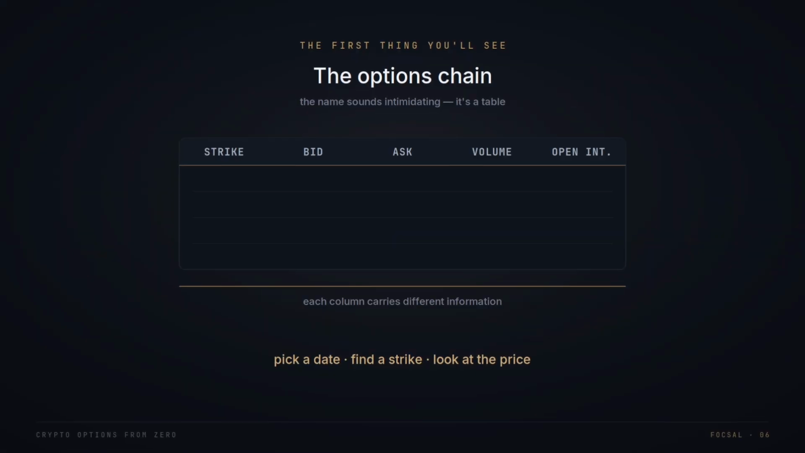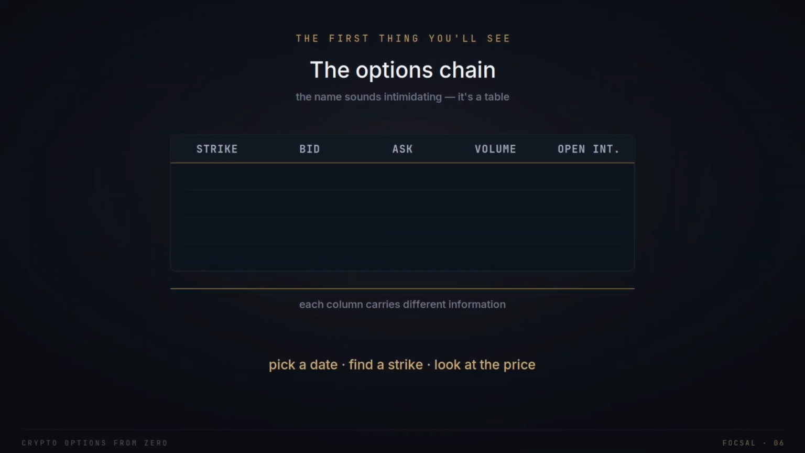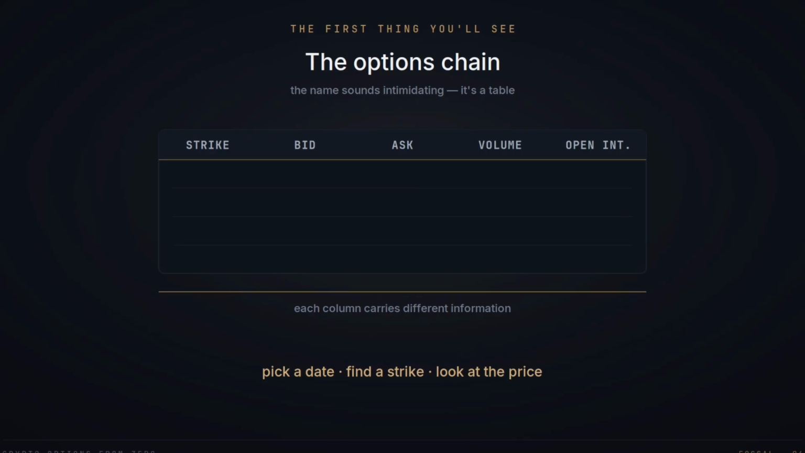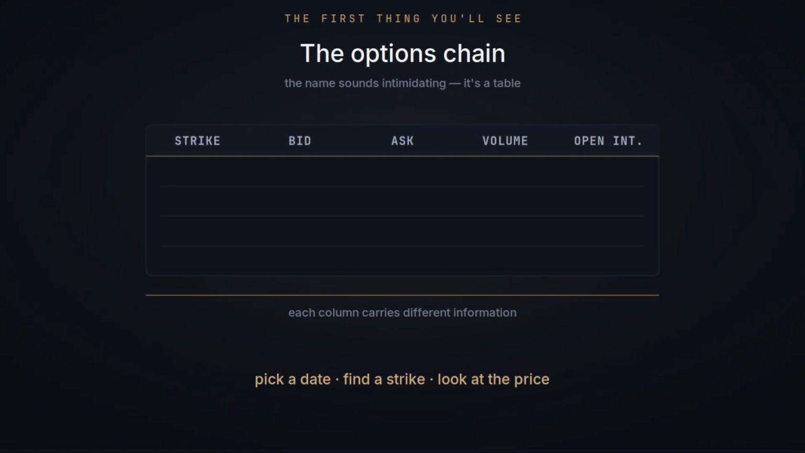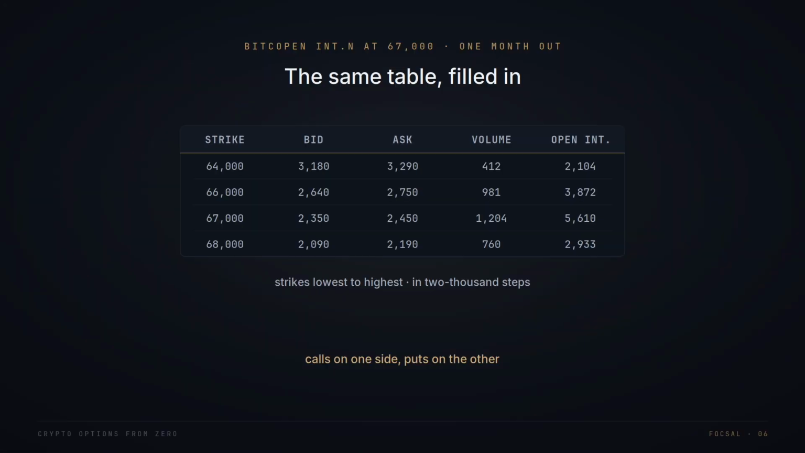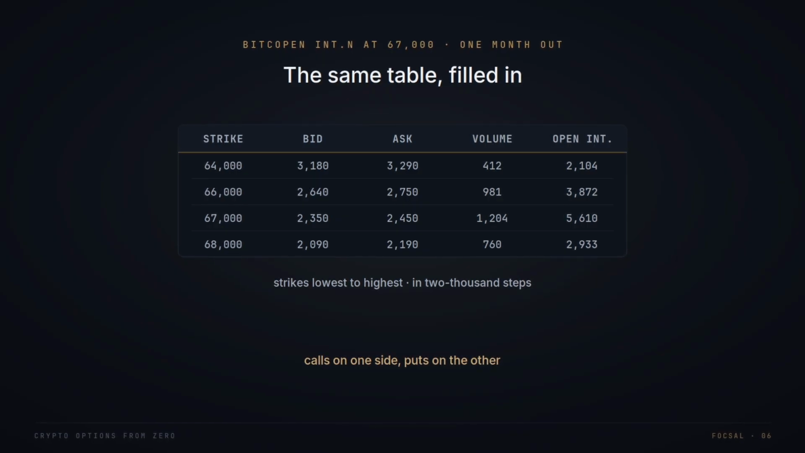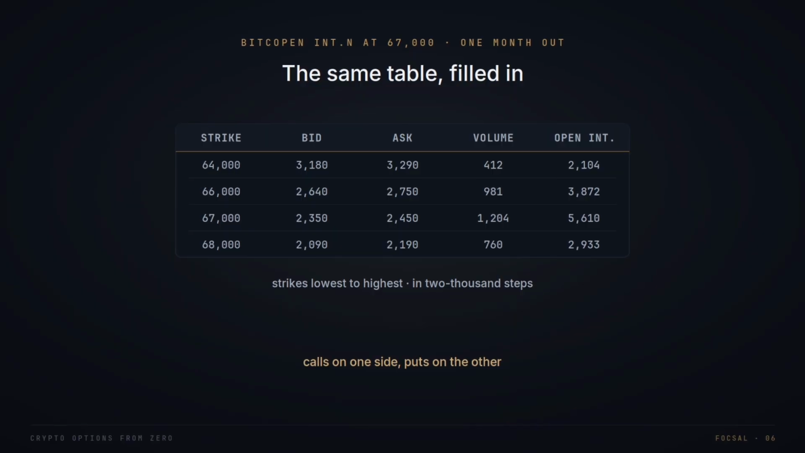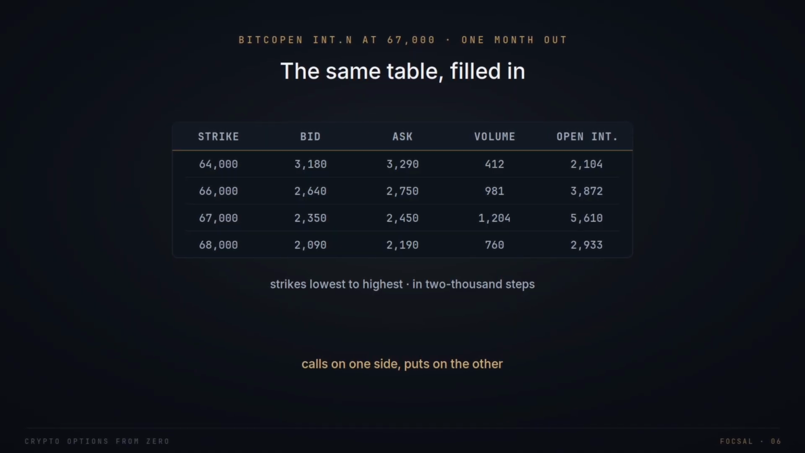We start with the first thing you'll see. It's called the options chain. The name sounds intimidating. It's a table. And the logic behind it is simple. At the top, you pick an expiry date. That's the list of dates. A week out, a month out, a quarter out. Each date has its own table.